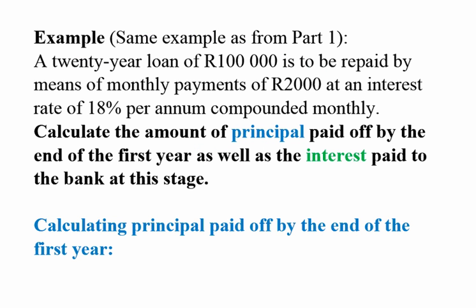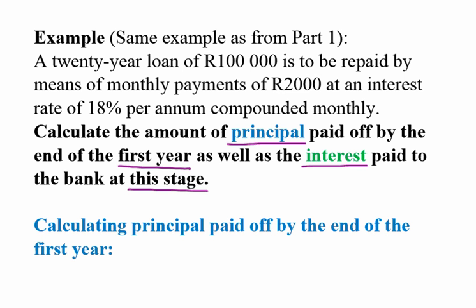So we go back to the example from the part 1 video. Remember, a 20-year loan of 100,000 is to be repaid by means of monthly payments of 2,000 Rand, and the interest rate is 18% per annum, compounded monthly. We're being asked to calculate the amount of principal paid off by the end of the first year. That's very important. And the second part of the question: the interest paid to the bank at this stage, also at the end of the first year. So this is a 2-part question.